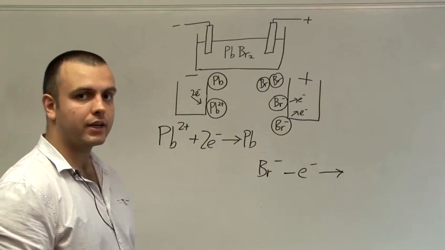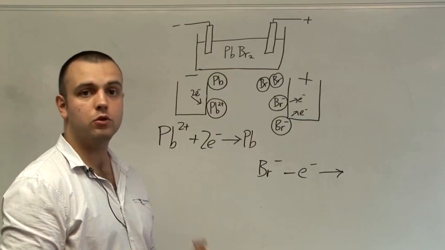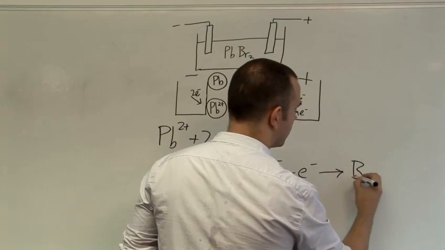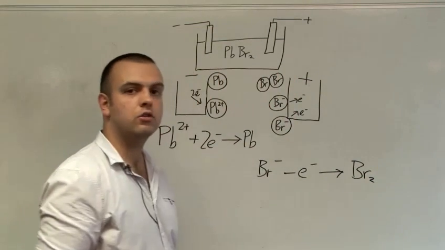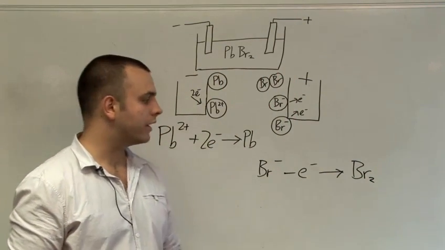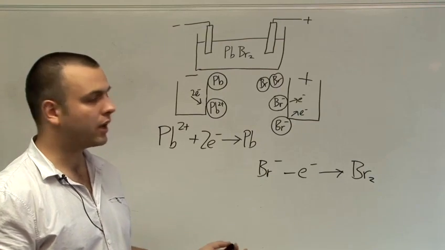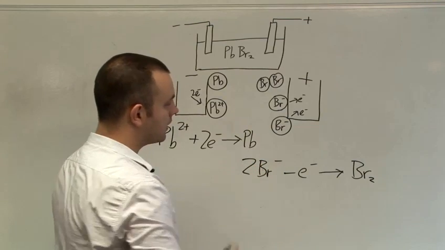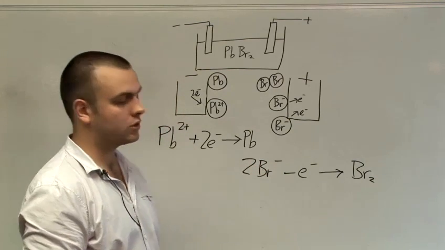However, bromine gas is diatomic. That means it's a molecule made up of 2 bromine atoms. So we cannot just write bromine on its own. We need to write Br2 to indicate bromine gas. The problem with this is it's now unbalanced. We have 1 bromine here, 2 bromines here, which means we need to write it as 2 bromide ions.